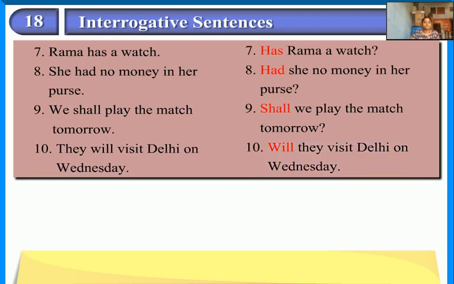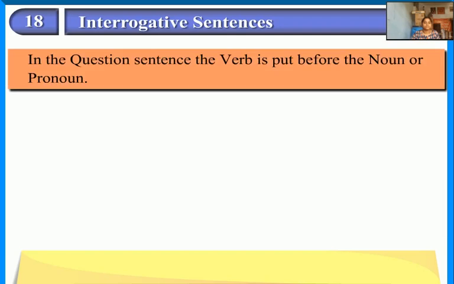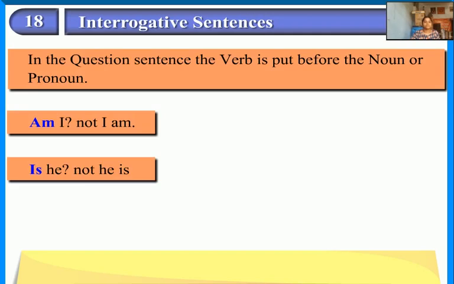Learn and remember. In statement sentences, the noun or pronoun comes before the verb: I am, he is. In the question sentence, the verb is put before the noun or pronoun: Am I? Not I am. Is he? And not he is.